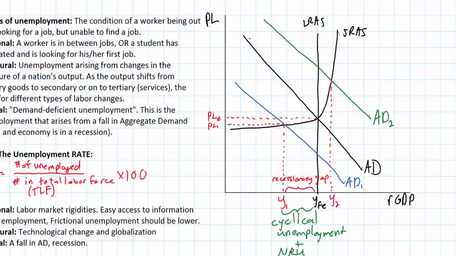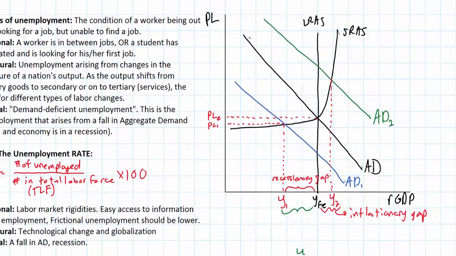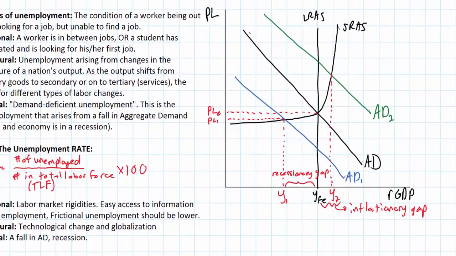So at Y2, we have what's called an inflationary gap. That's the difference between Y2, which is an output level beyond the full employment level, and YFE. So we can call this an inflationary gap. And what happens to the unemployment rate? Well, because at full employment we have the natural rate, and now we have something less than the natural rate, we can say that the unemployment rate is less than the natural rate of unemployment.